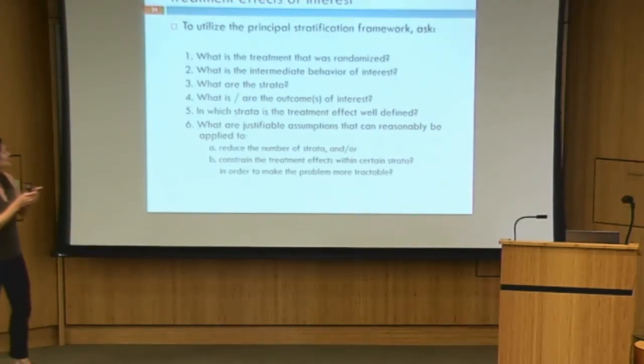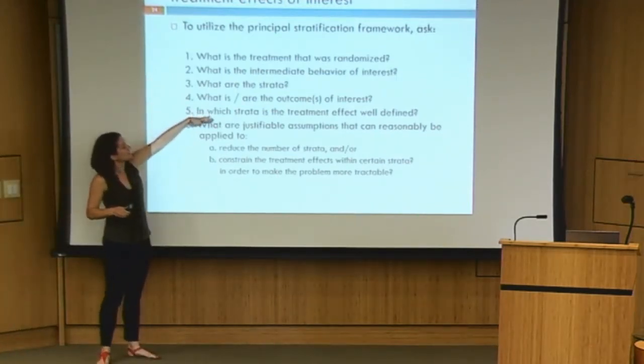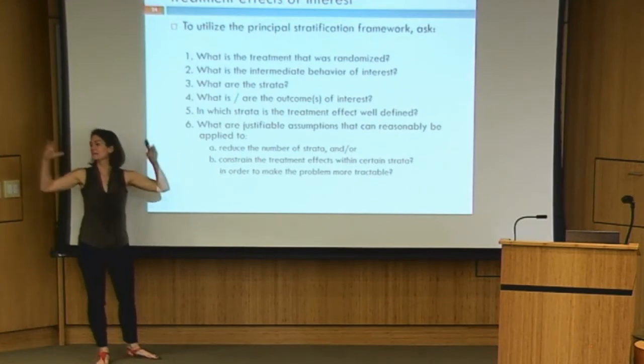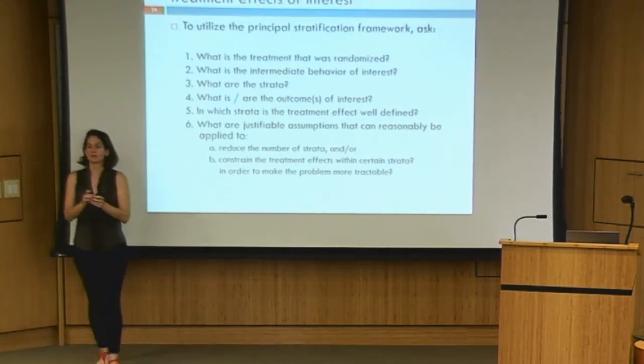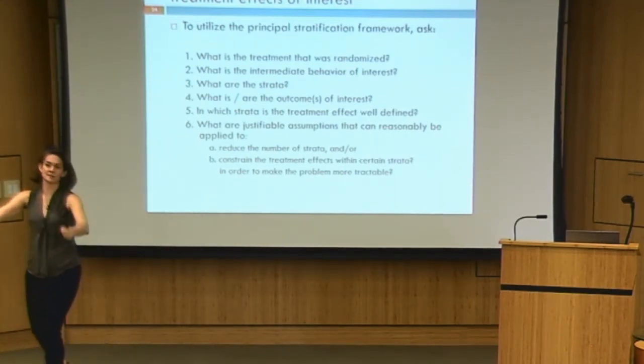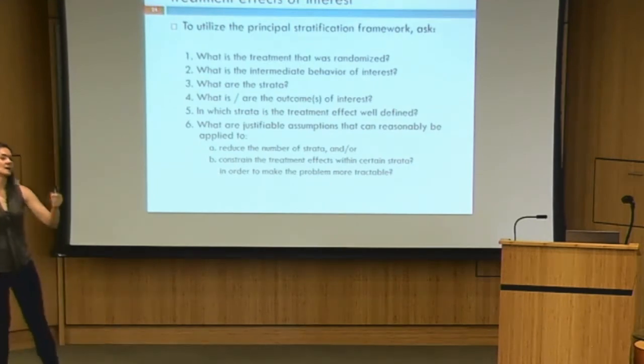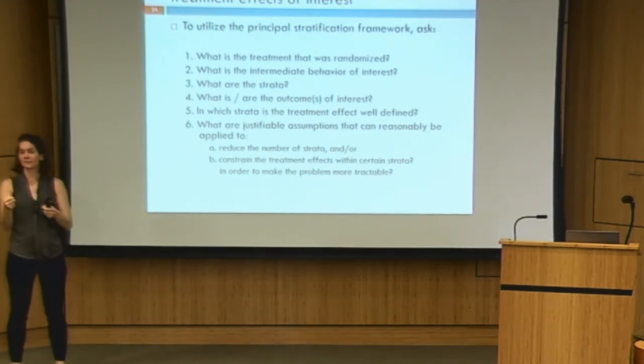So all of this, really steps 1 through 5, is setting up our estimands, defining the things that we want to estimate really, really carefully. And then step 6 is, let's get ready for estimation. How do we make this an easier problem to handle?